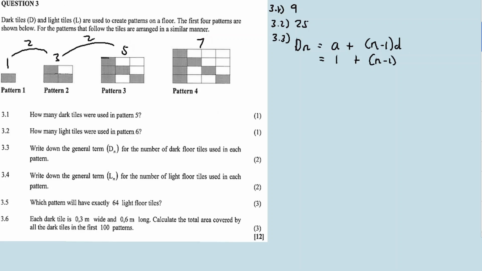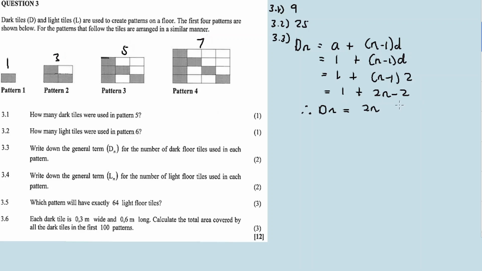So here d is 2, and we add 1 plus n minus 1, and our common difference is 2. Then I solve this bracket and get 1 plus 2n minus 2, and therefore dn equals 2n, 1 minus 2 is minus 1. Now our answer is dn equals 2n minus 1. This is the nth term for the dark tiles.